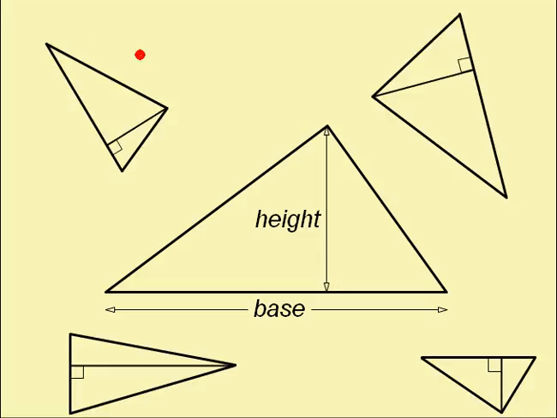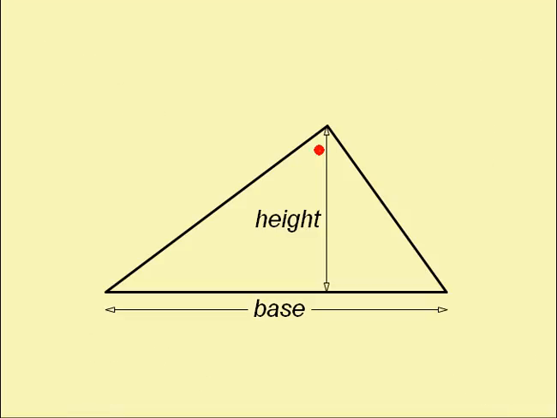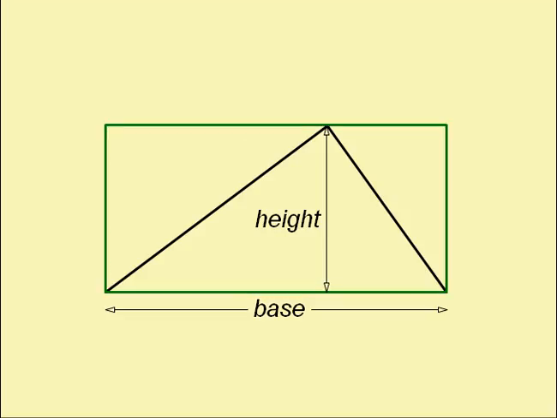So for example, here, this is the base and this is the height. On this one, this is the base, this is the height, and so on. Once you know the base and the height, it's easy to work out the area of the triangle once you realise that we can draw a rectangle around any triangle. We know that the area of the rectangle is the base multiplied by the height.